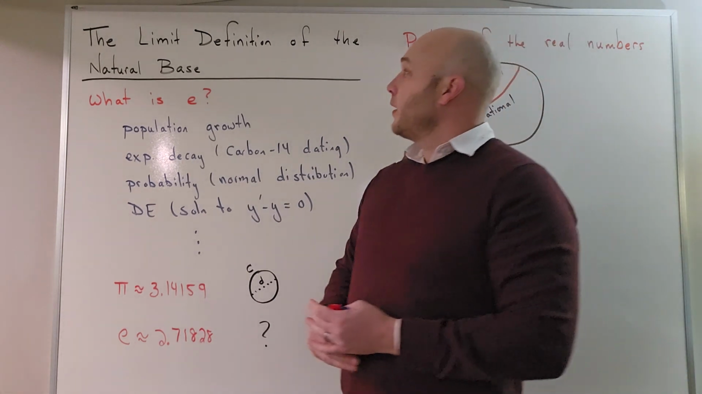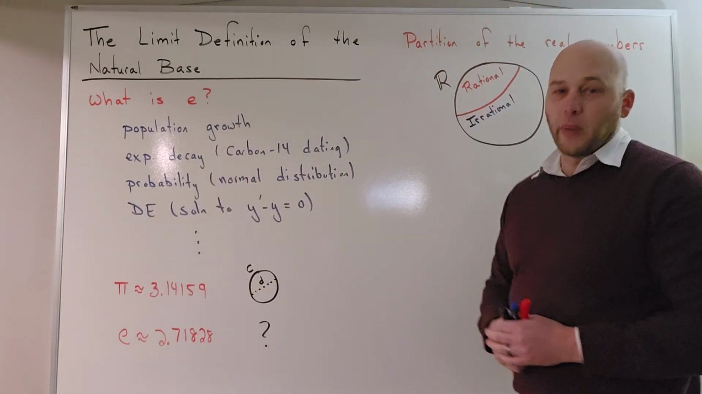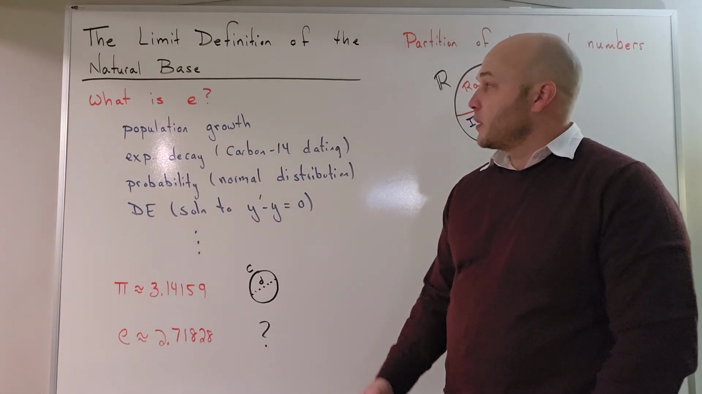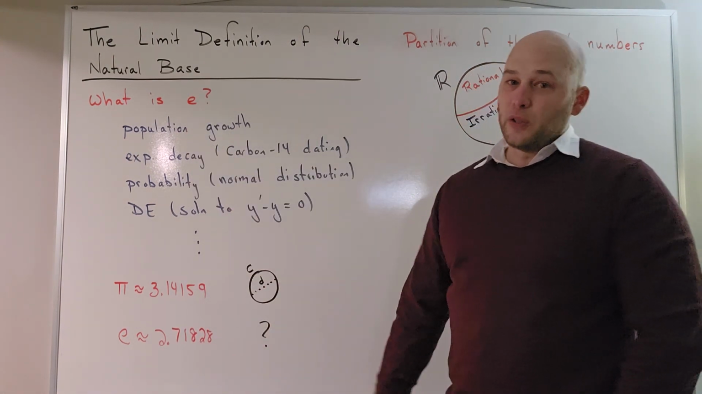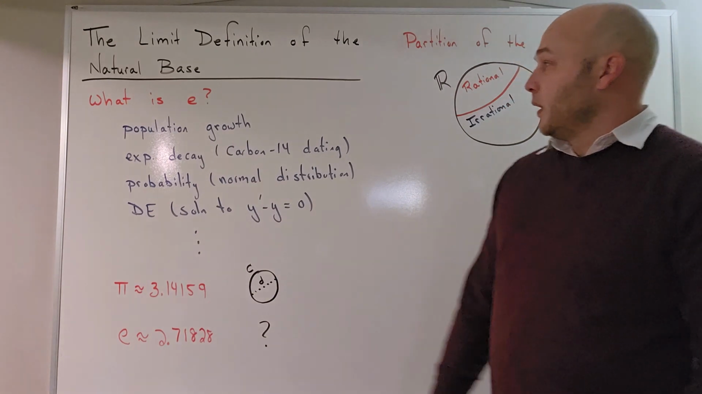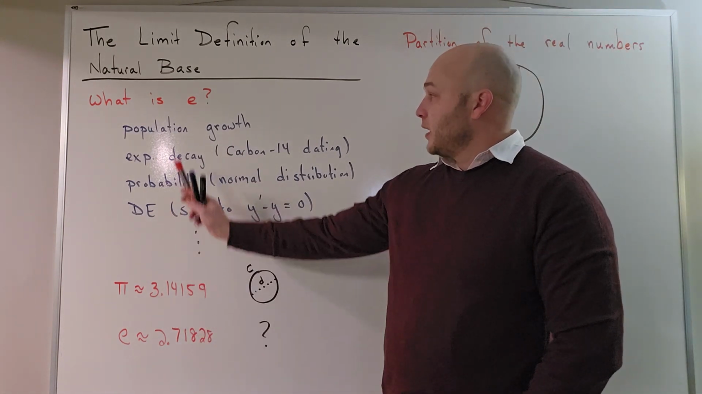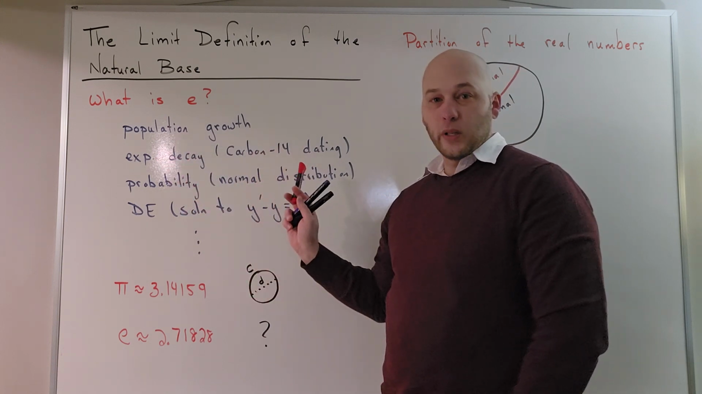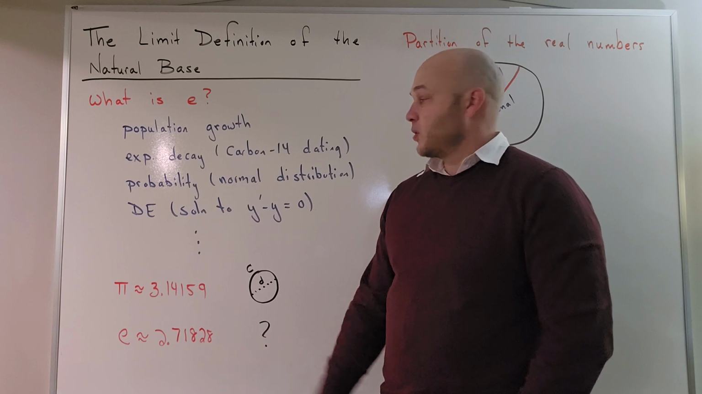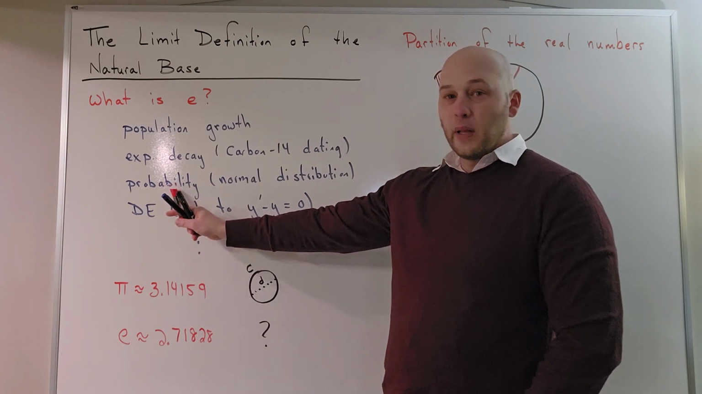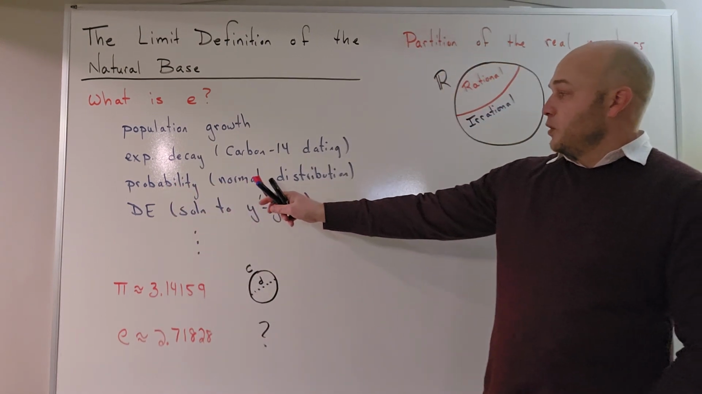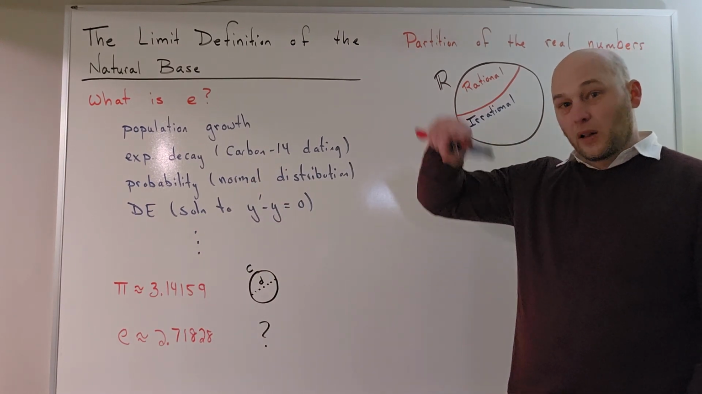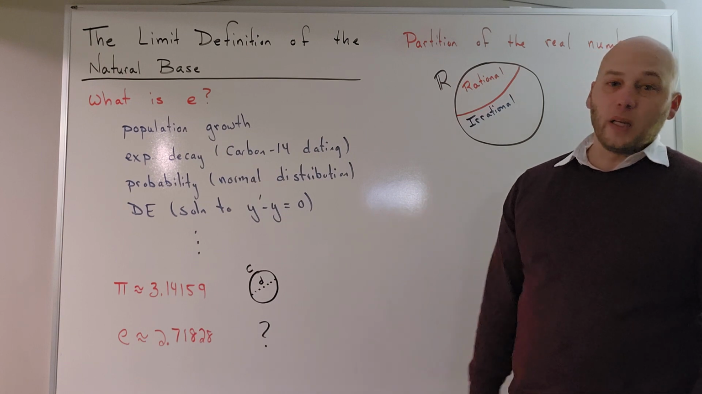What I want to talk about is the limit definition of the natural base. If you've taken multiple math courses, you probably noticed that this number e appears all over the place. For example, in your pre-calculus class, you'll see it as population growth and exponential decay, in particular carbon-14 dating. If you're taking the statistics course, you've seen it come up in probability as the function that's related to the normal distribution. In other words, the bell curve, that graph, is based on the number e.